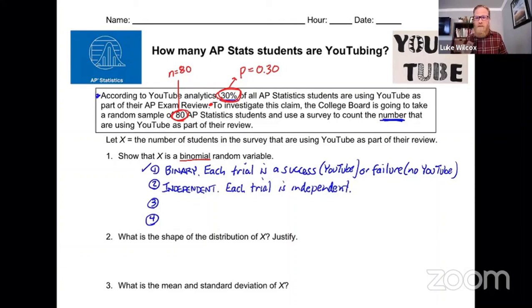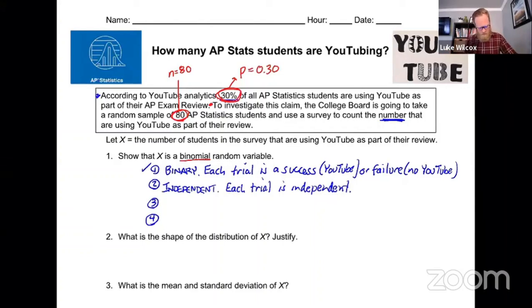But there is one other thing that we need to consider when it comes to independence, and it's the fact that here we are sampling without replacement. In other words, once a student has been selected as part of the sample, they are not put back into the pool to be selected again. They can only be selected once. And so we know that when we take a person out, that is going to change the probability that the next person would be a YouTuber by just a tiny, tiny amount, right? And the amount is small because this sample size that we have, 80, is very, very small relative to the whole population of over 200,000 AP Stat students.